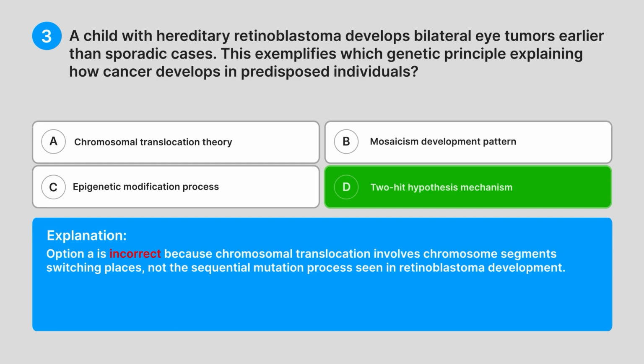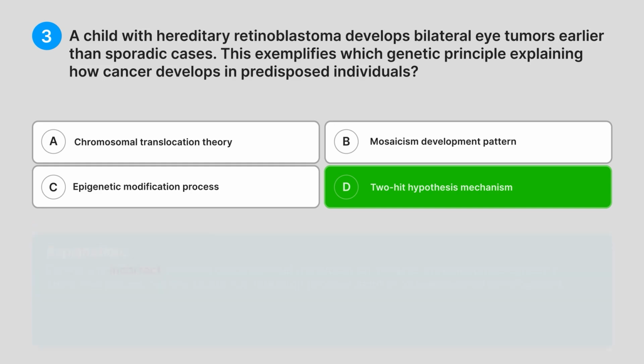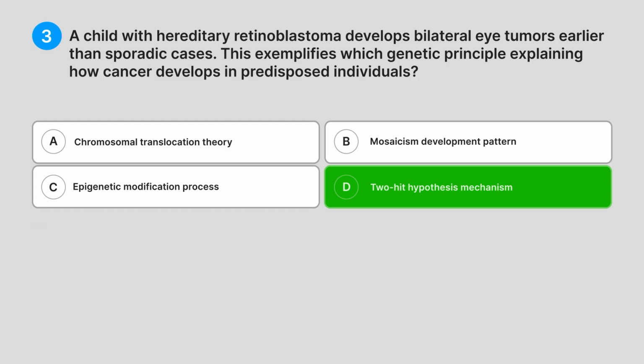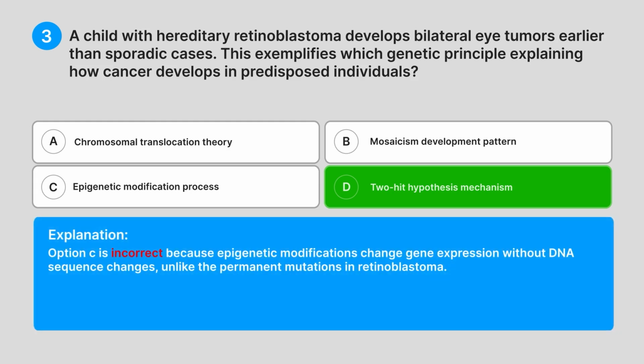Option A is incorrect because chromosomal translocation involves chromosome segments switching places, not the sequential mutation process seen in retinoblastoma development. Option B is incorrect because mosaicism refers to cells with different chromosome numbers within one individual, not the mutation accumulation in cancer. Option C is incorrect because epigenetic modifications change gene expression without DNA sequence changes, unlike the permanent mutations in retinoblastoma.